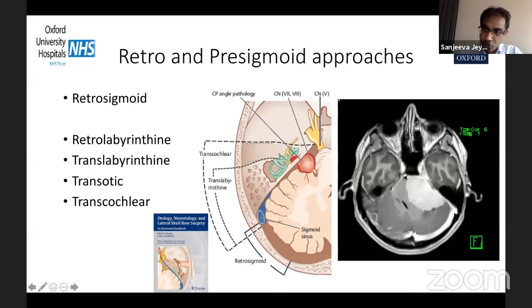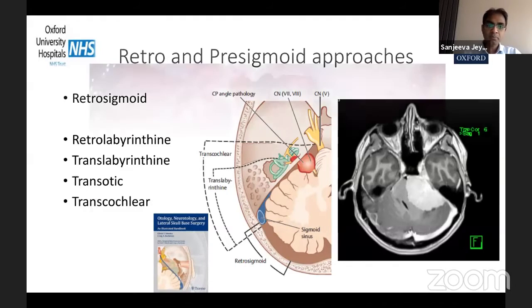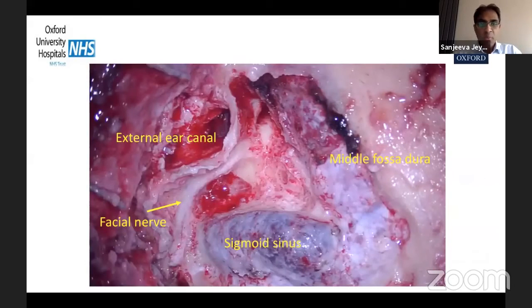We're talking about, you could go retrosigmoid, as you heard from the last talk, but this is now becoming pre-sigmoid, through the petrous bone to take you much further anterior and around the front of the brainstem. Okay, so this is what the operative view would look like. We are now on the left-hand side of the patient. We've made an opening. We've got middle fossa dura exposed here, posterior fossa dura at the back here, sigmoid sinus, and we're going to start the drilling to take away bone in this pre-sigmoid area.